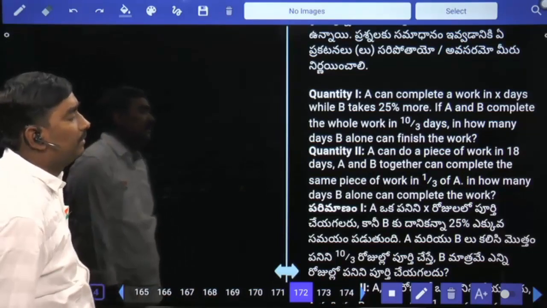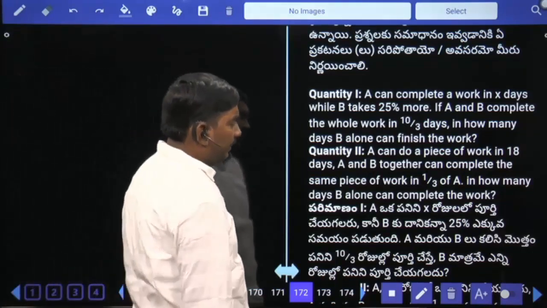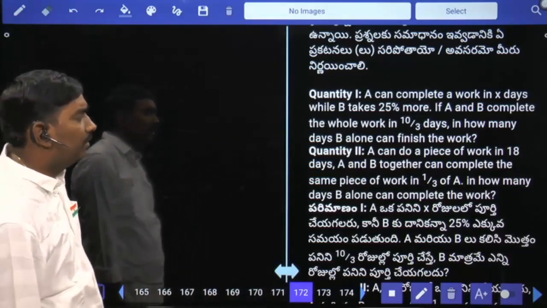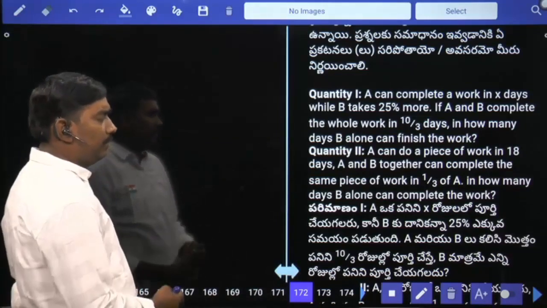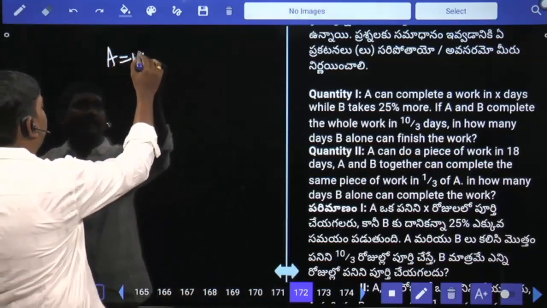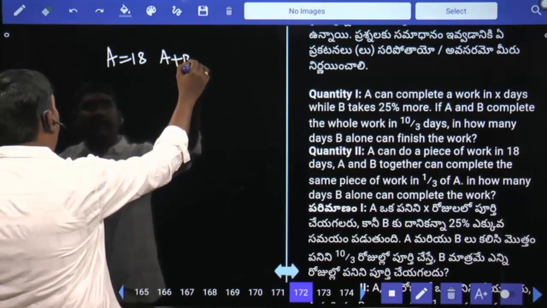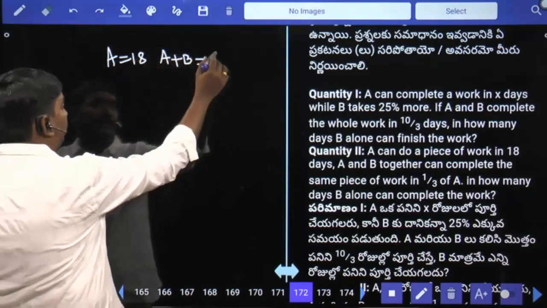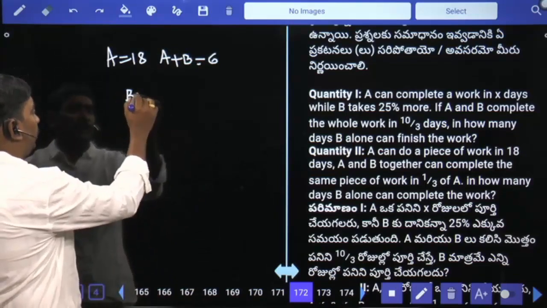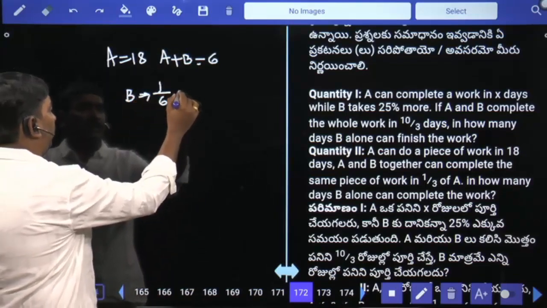Next. A can do a piece of work in 18 days. A and B together can complete the same piece of work in 1/3 of A's time. In how many days can B alone do the work? A takes 18 days. A plus B together take 1/3 of A's time, which is 6 days. B alone means A plus B together minus A.